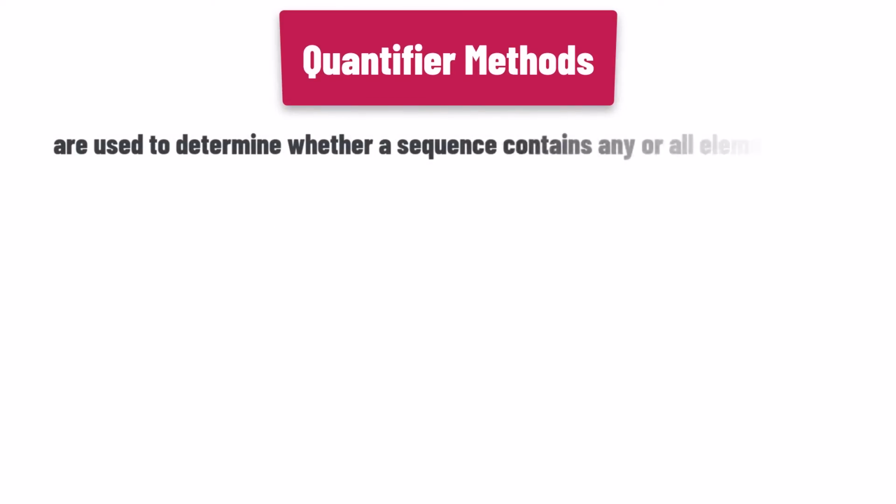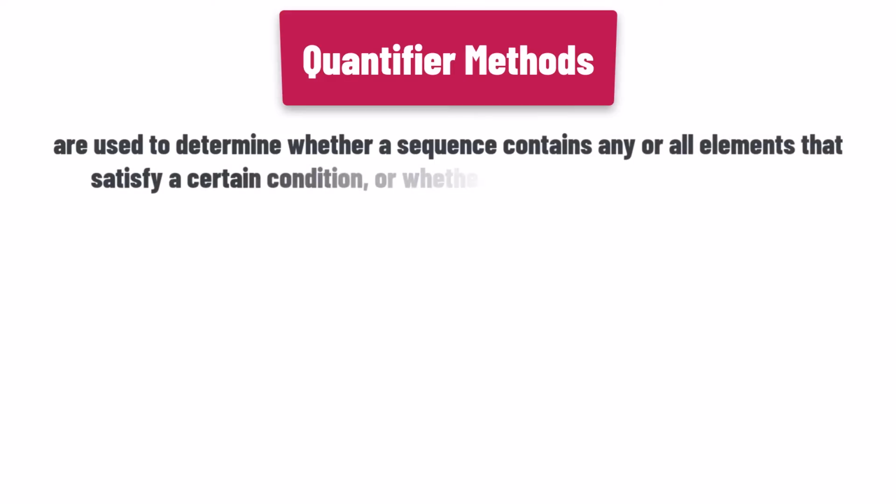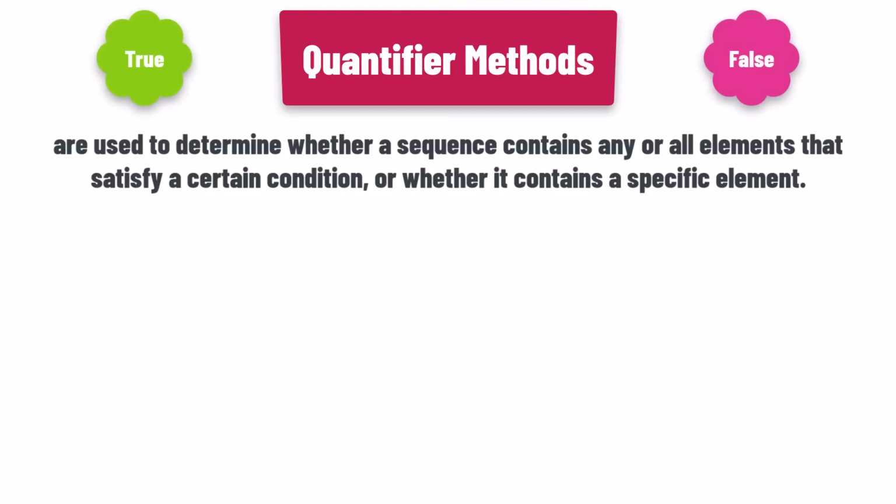Quantifier methods are used to determine whether a sequence contains any or all elements that satisfy a certain condition, or whether it contains a specific element. The result of quantifier methods is of type Boolean. So, we either get true or false as result.